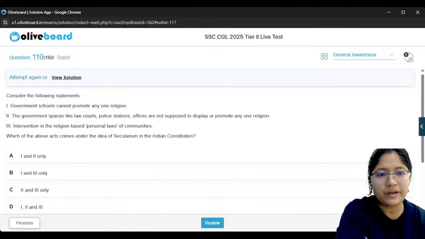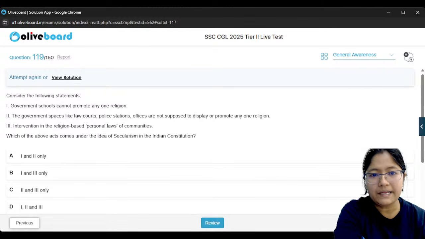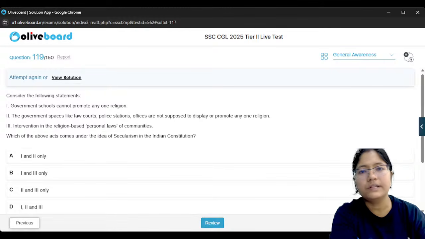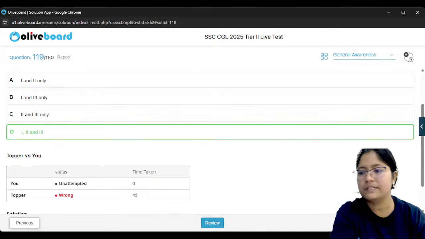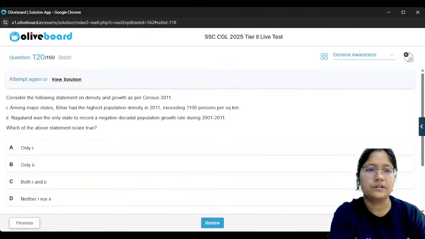Which of the above comes under the idea of secularism in the Indian Constitution? All this comes under the idea of secularism, right? So D, that is 1, 2, 3, all are correct here. All of these come under the idea of secularism.